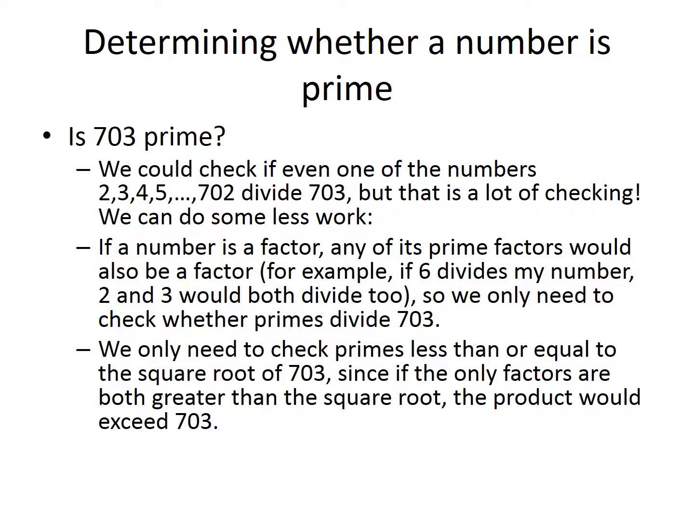The second way we can make this faster is that we don't have to go all the way up to 702. We only have to go up to the square root of 703. Because if I took two numbers and both of them were bigger than the square root, when I multiplied them together, I'd get something more than 703, and that's too big. So one of the factors has to be bigger than the square root, one has to be smaller, and we'd catch the smaller one if we only look at primes less than the square root. So let's see how we do this.